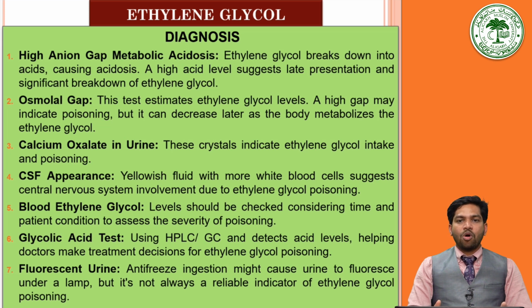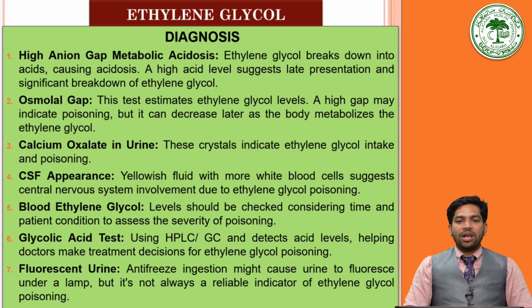Then calcium oxalates in the urine is another characteristic finding to make the diagnosis. These crystals, that is envelope shaped crystals, indicate ethylene glycol intake and poisoning. Then the CSF is a yellowish fluid with more white cells that suggests central nervous system involvement due to the ethylene glycol poisoning.